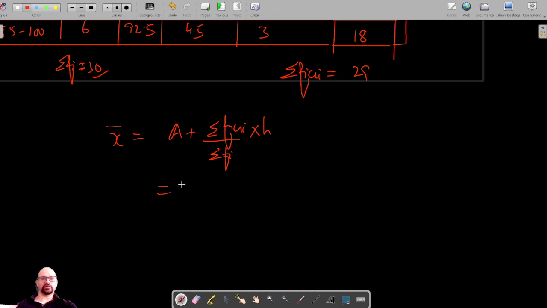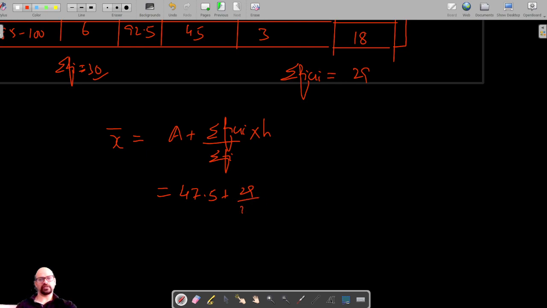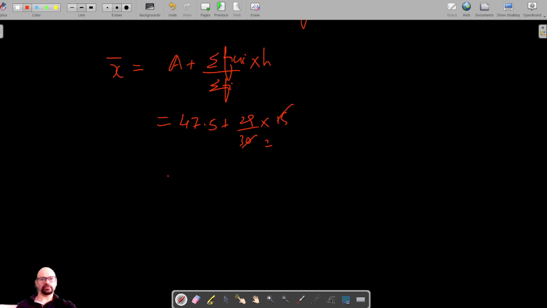Now to find the mean, our formula will be A plus sigma fi into ui by sigma fi, into h. A is the assumed mean, which is 47.5, sigma fi into ui is 29, sigma fi is 30, h is 15, 15 into 30 is 2. So 47.5 plus 29 divided by 2, which is 14.5. So 47.5 plus 14.5 will give me 62 as the mean.